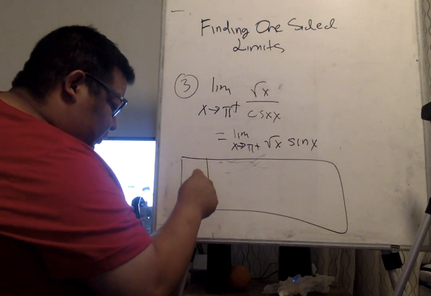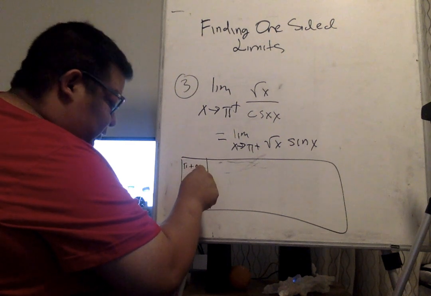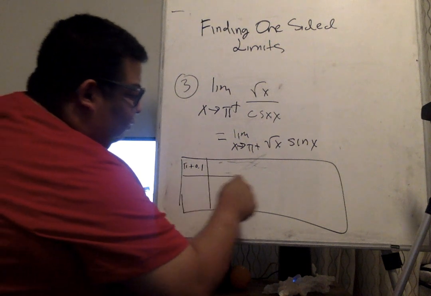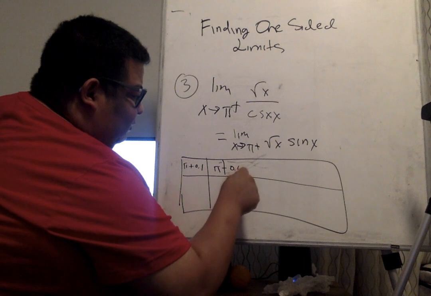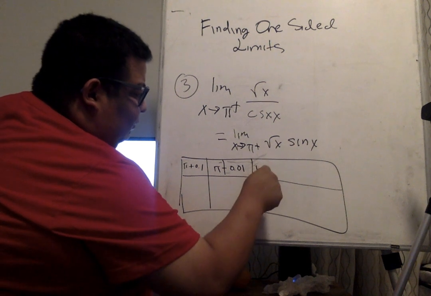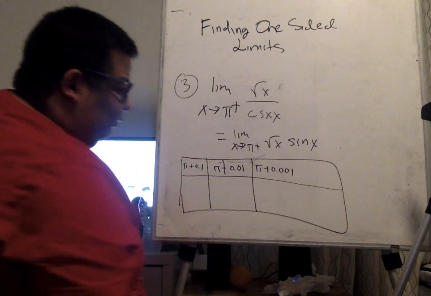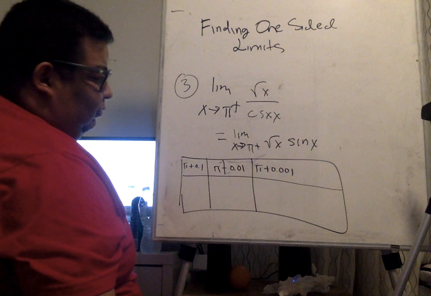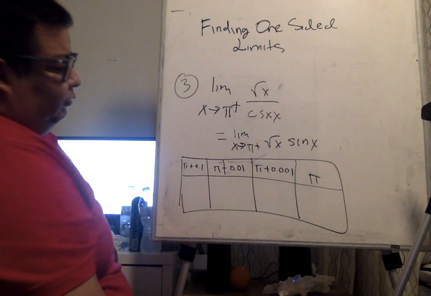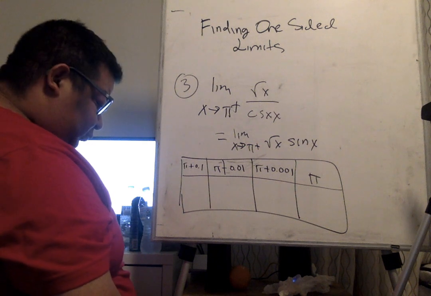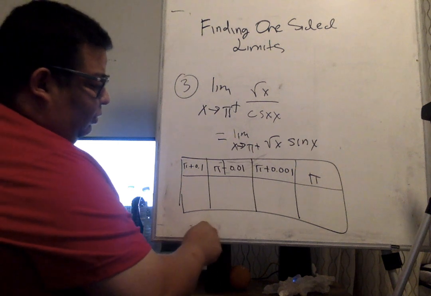So let's choose this one. Remember, we're approaching pi, so let's choose pi plus 0.1, pi plus 0.01, then pi plus 0.001, and then let's choose pi. Remember, we're approaching from the right side.